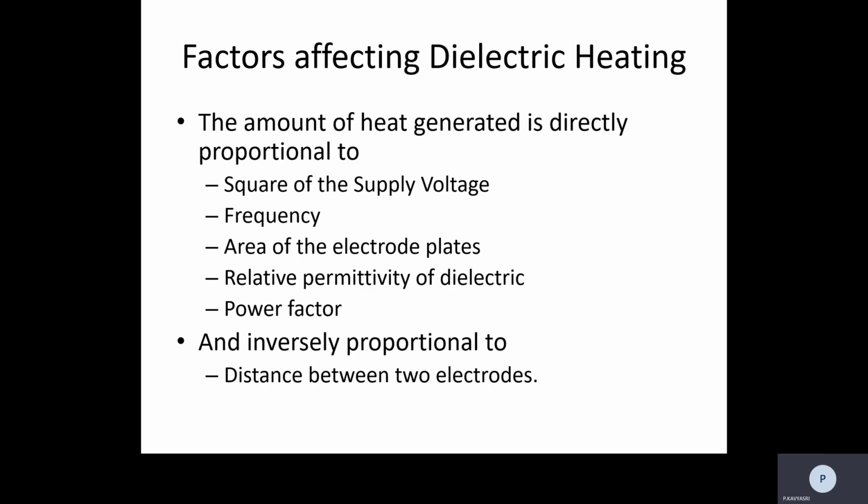Now we will see the factors affecting dielectric heating. The amount of heat generated is directly proportional to the square of the supply voltage, frequency, area of the electrode plates, relative permittivity of the dielectric, and power factor. All these factors are directly proportional to the heat generated in the circuit, and the heat is inversely proportional to the distance between the two electrodes.